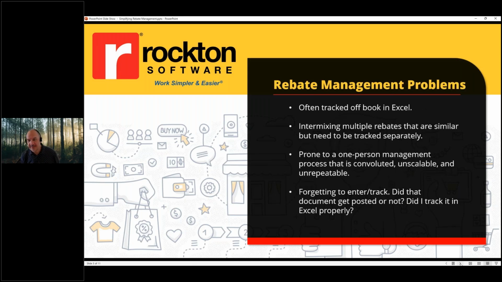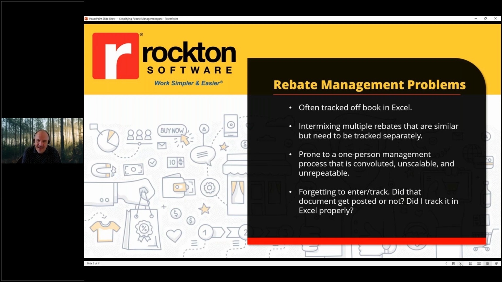What are some of those problems? Well, first off, most people manage their rebates in Excel. It's tracked off book. It's not in your accounting system. And it's a very manual process. And when you're trying to track your rebates in Excel, it can be really challenging, oftentimes because you have rebates that are similar, but they need to be tracked differently. You might have a group of customers over here that track to one type of rebate, or just each customer has their own individual rebate, and you have to keep track of each one of those.